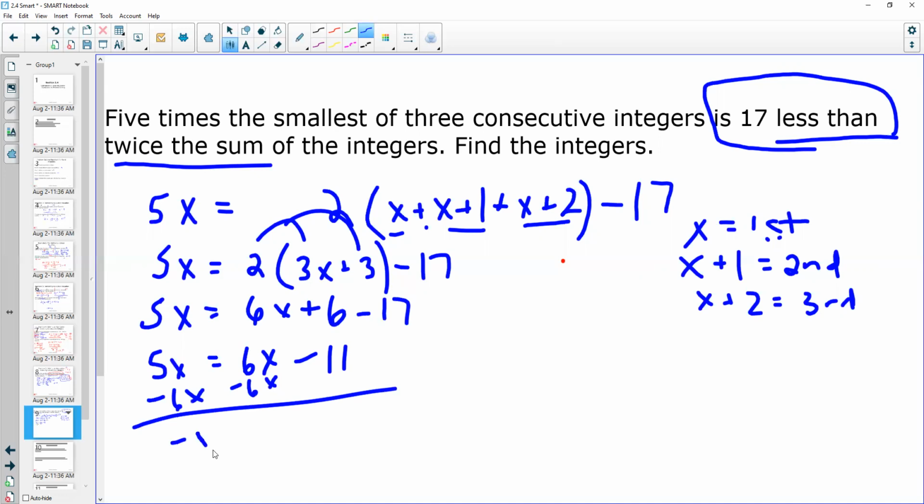So I get negative x equals negative 11. I'm just going to divide by negative 1 to make x positive. So I get x is 11. Okay, so if the first number is 11, the next number has got to be 12, the last number has got to be 13. And you can go back in and check.